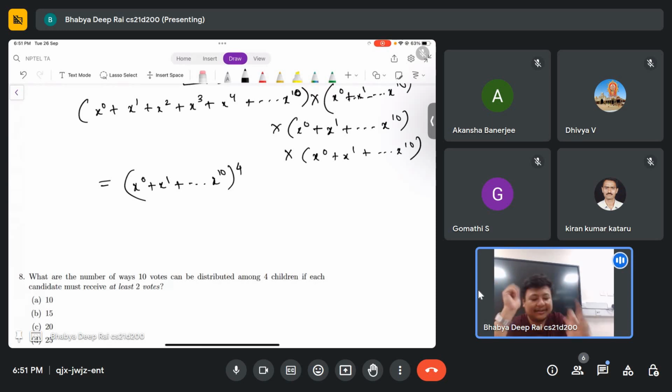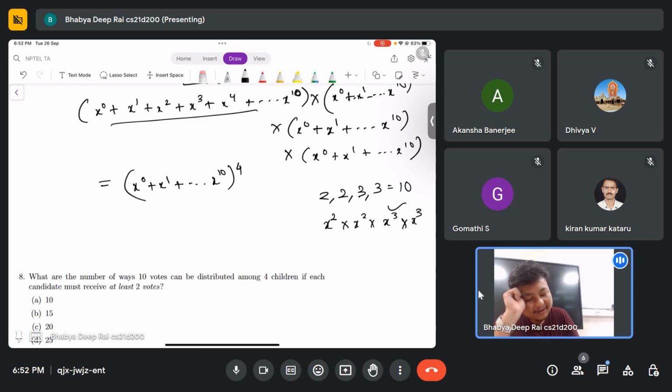Let's say this distribution: the first candidate got 2, 2 and 3 and 3, and the total is 10. So this is fine. Such a distribution is represented by x square multiplied by x square multiplied by x cube times x cube. x square from here, x square from here, x cube from here, x cube from here. This is how this particular term came.